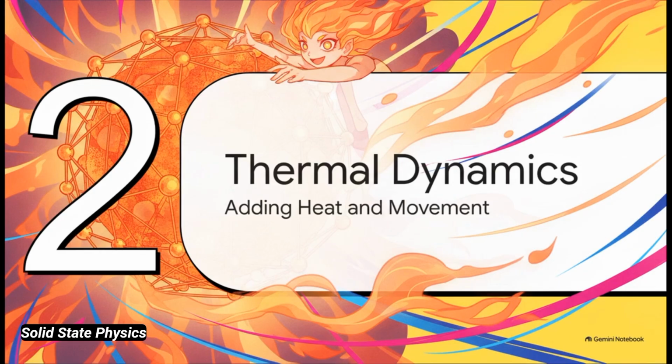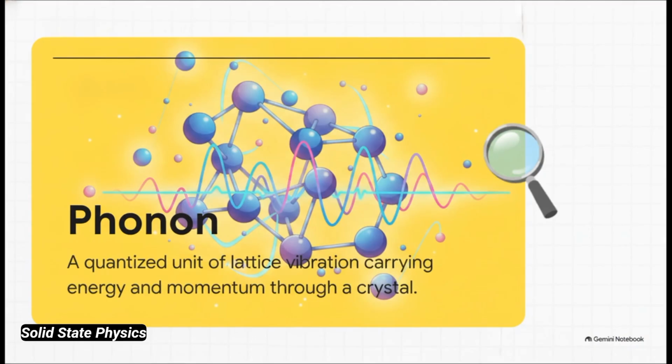Moving on to Section 2, phonons and thermal dynamics, adding heat and movement. Now that we've got our rigid, statically bound crystal built, let's add some heat and see how it actually moves. Imagine trying to track trillions of individual atoms all bumping into each other at once. That's mathematically impossible. So instead, we use the harmonic approximation. We view these vibrations as a massive collective stadium wave of uncoupled quantum harmonic oscillators.